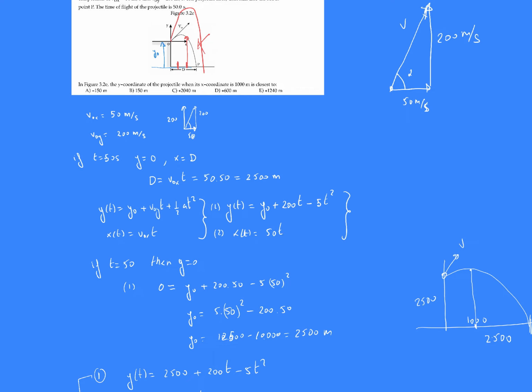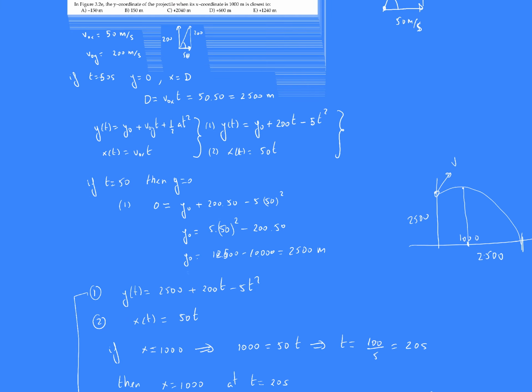When he strikes the floor, t is 50 seconds. The floor is where y equals 0, the height is 0. So I will plug into equation 1 that t equals 50 when y equals 0, and I will have 0 equals y0 plus 200 times 50 minus 5 times 50 squared. This allows me to find the y0. The y0 in this case is 2,500. If I made a mistake, you will tell me.